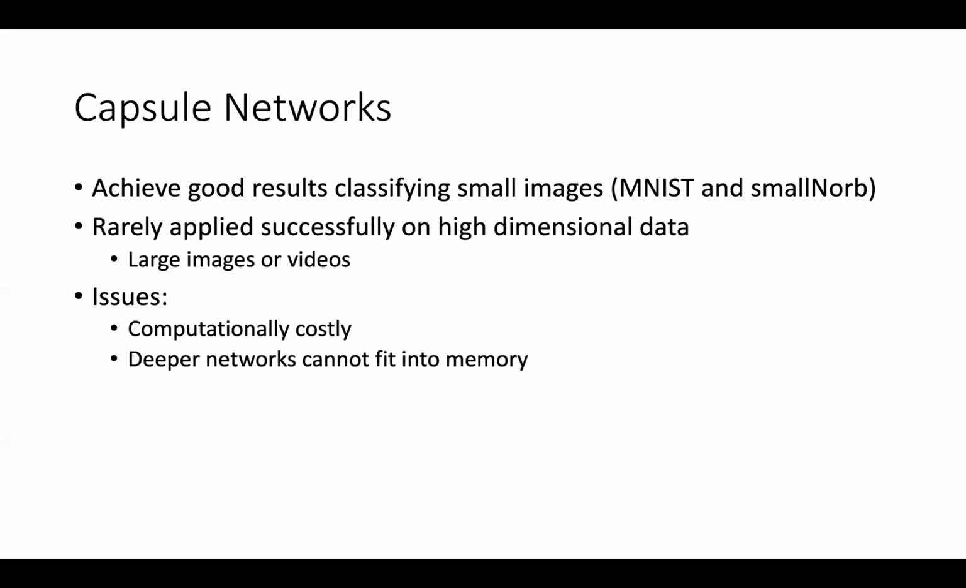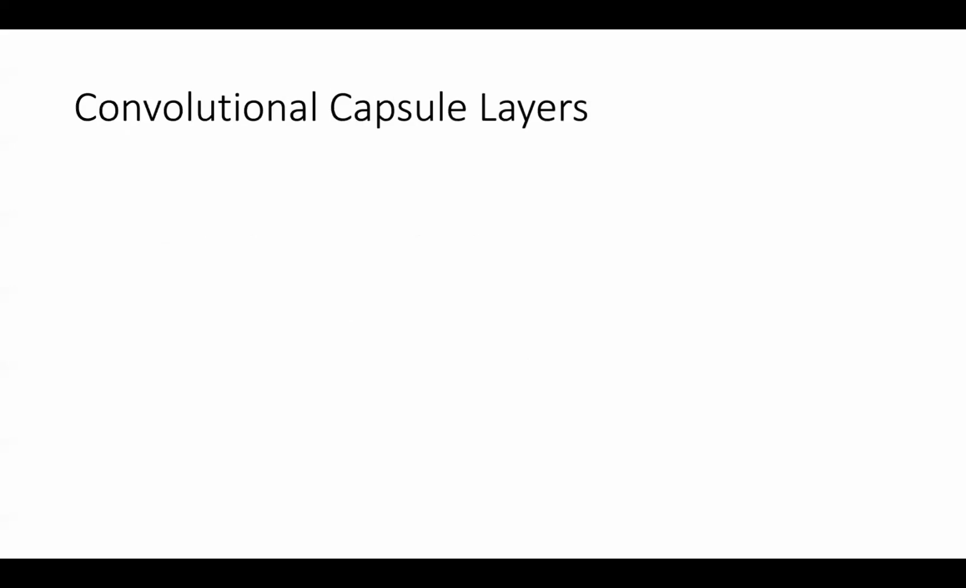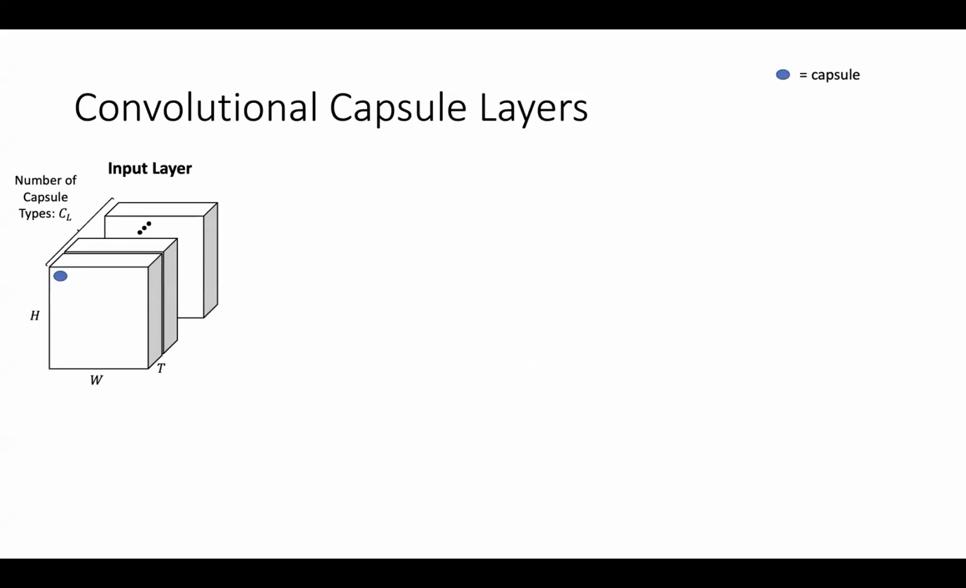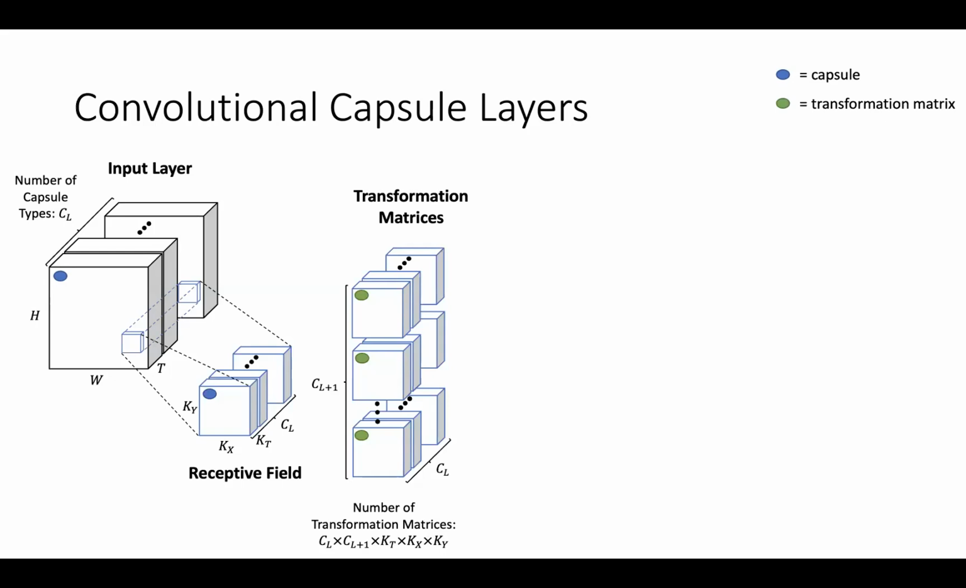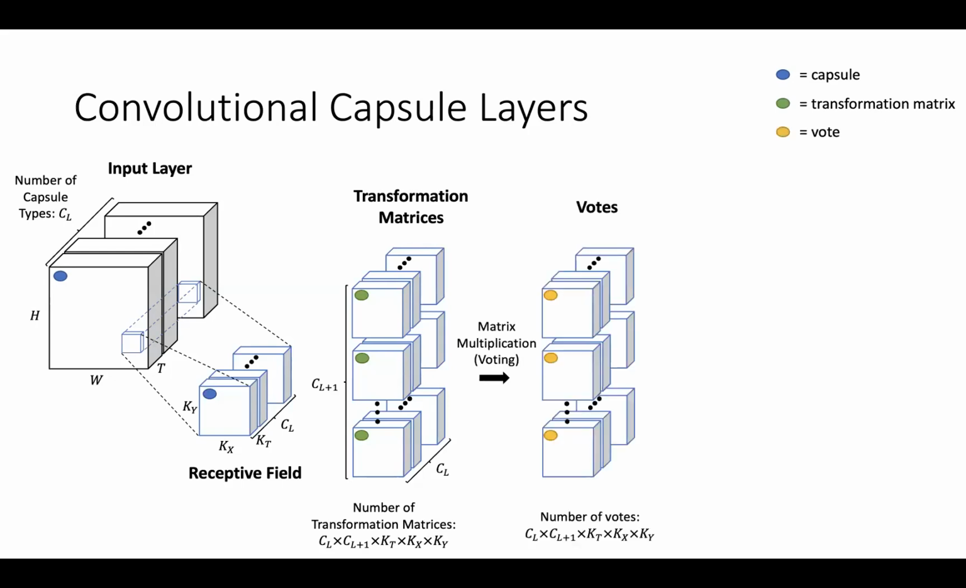And because of this computational cost, deeper networks cannot fit into memory. So to illustrate this, I'll first talk about convolutional capsule layers. Given an input layer of capsules, where there's a height, a width, and some time dimension, because we're dealing with videos, convolutional capsule routing obtains a receptive field of capsules, then uses some learned transformation matrices to generate a set of votes for these capsules.